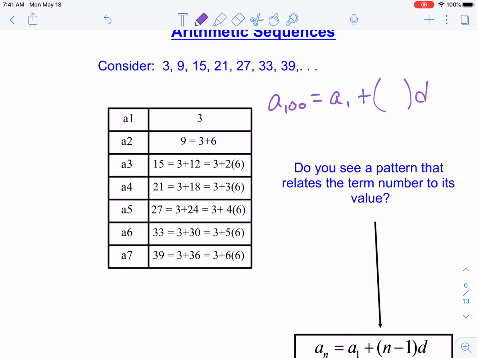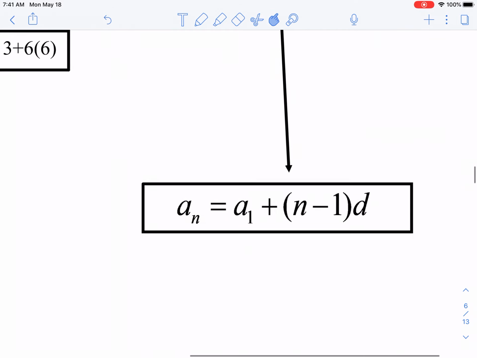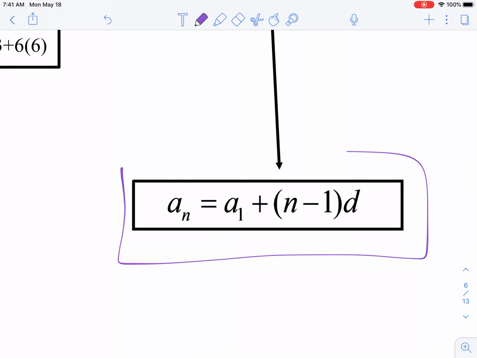Now, how do we represent the 99? Well, the 99 is basically whatever this number is here minus 1. So we call that number n. So that's n minus 1 right there. N minus 1. So whatever number term you want to find is n. Subtract 1 from that, and that's how many times you have to multiply by the common difference, right? And then just add it to the first term, a1. And that's this formula right here. This is the formula for arithmetic sequences.